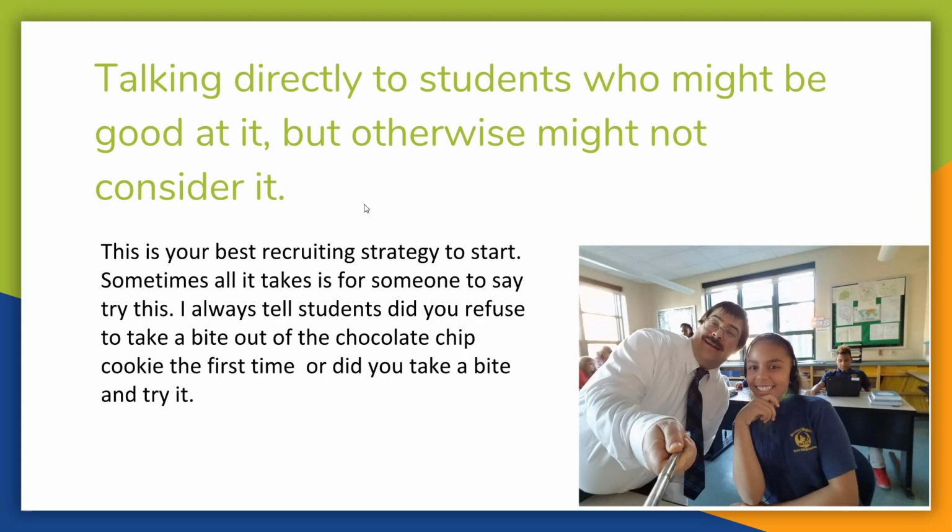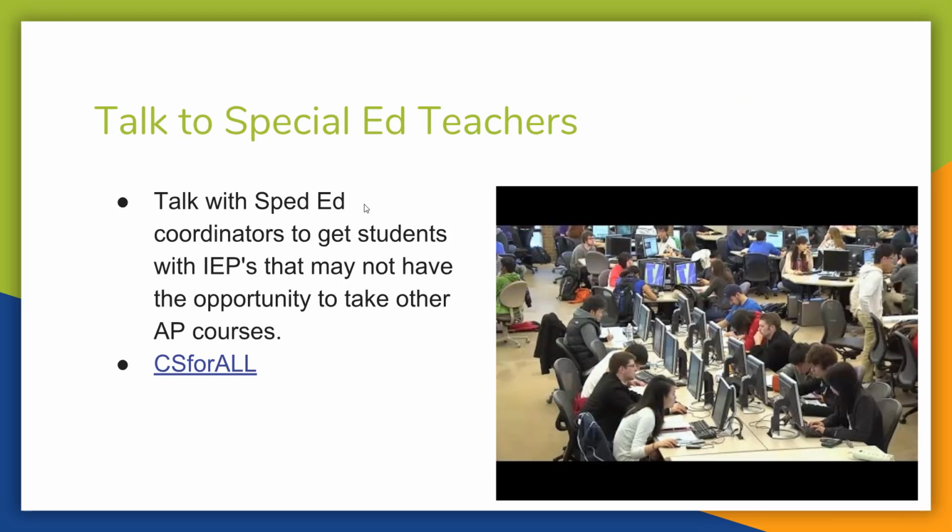This is the biggest one for me: talking to students directly, especially young ladies and underrepresented minorities. They're not too sure sometimes about taking computer science. So if you come up to them and just talk to them, they're more likely to take it. I always get students by saying, hey, did you take a bite of a chocolate chip cookie first, or did you just refuse? You tried to take a bite first. So that usually works and gets them to sign up for the courses.